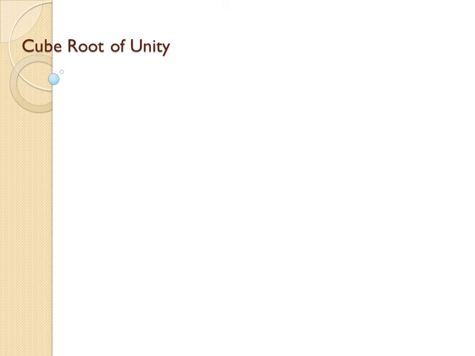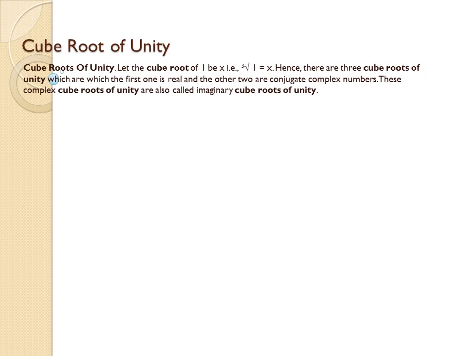Next one is the cube root of unity. You can understand that this is a cube root, so there will be 3 roots of unity. Unity means 1. Among the 3 roots, if I take the cube root of 1, then one root will be 1 and the other 2 roots will be some complex numbers. So let's see.